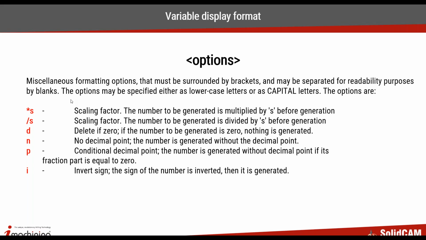Now the P is a conditional decimal point. The number will not have the decimal point only if it's a whole integer number. So if you have 24.0, you will have just 24 without the decimal point. And the invert just inverts the plus to minus and minus to plus.